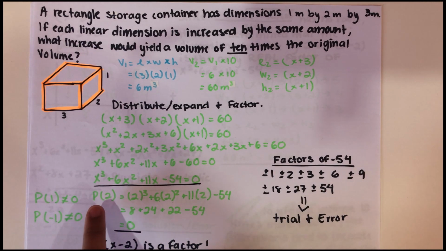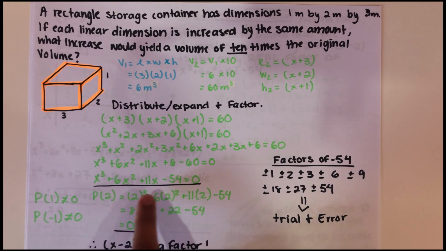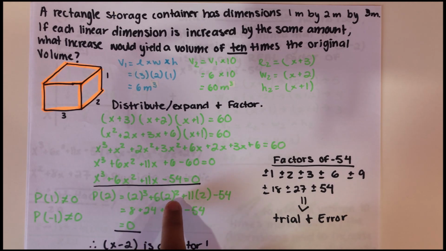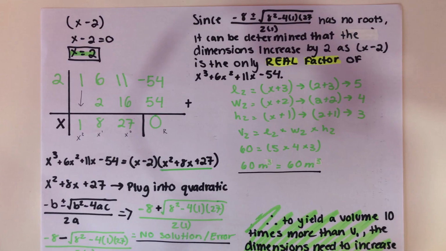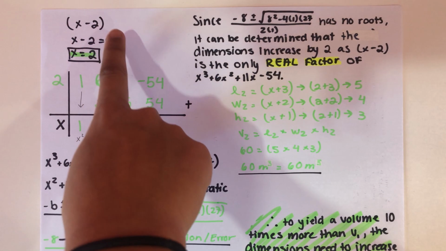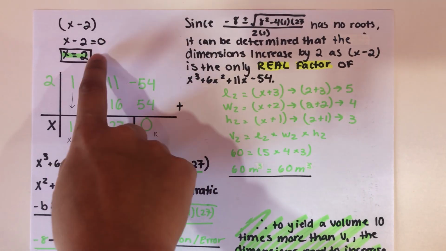However, when I plug 2 into the equation, I do get 0. So P at 2 equals 2 cubed plus 6 times 2 squared plus 11 times 2 minus 54, which gives me 8 plus 24 plus 22 minus 54, which gives me 0. So that means x minus 2 is a factor of this polynomial. Since we determined that x minus 2 is a factor, we're going to set it equal to 0, bring the 2 over to the other side, so x equals 2.